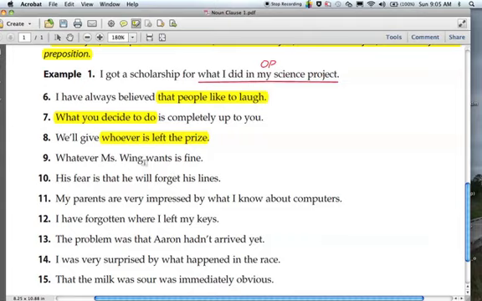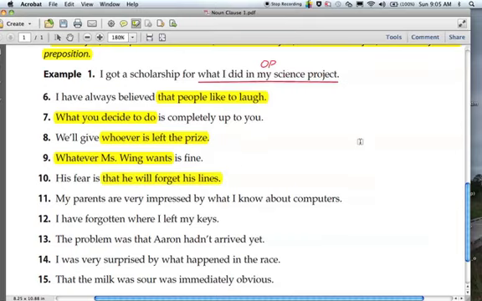Whatever Mrs. Wing wants is your noun clause. Now, whatever, that's a marking word you don't often see. And then is fine. Well, whenever you have this right before a verb, like I said some time ago, that's going to be a subject. So it's the subject of is fine.